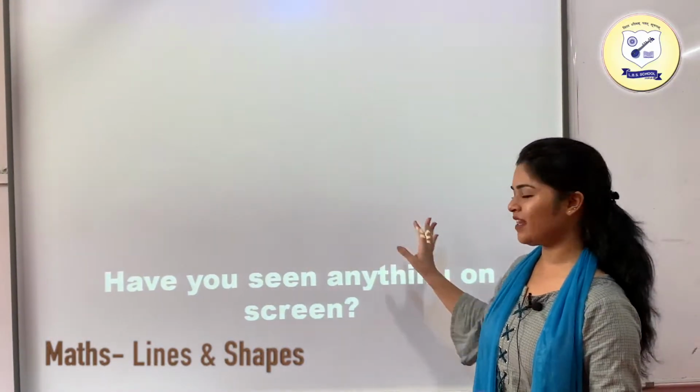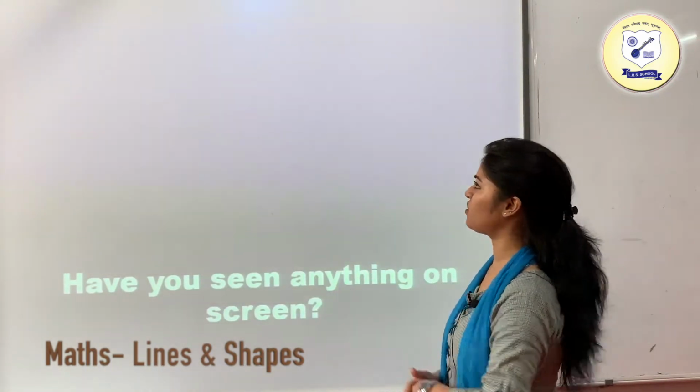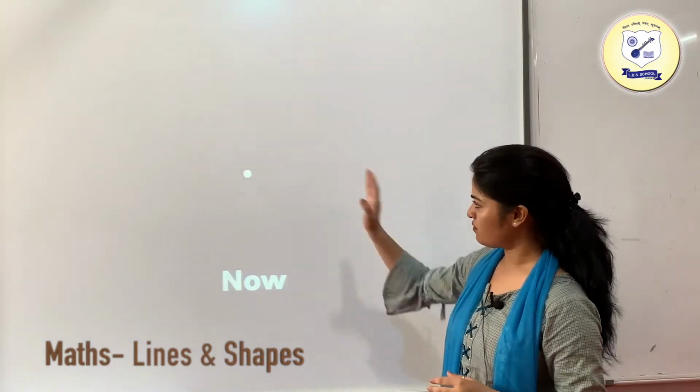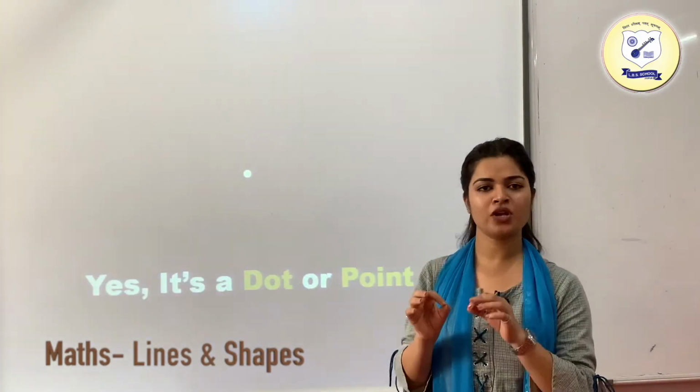Now, have you seen anything on this screen? Yes, you are right, the screen is empty. We are not having anything on the screen. Now you can see a dot over here. Yes, it is a dot, which is also known as a point.